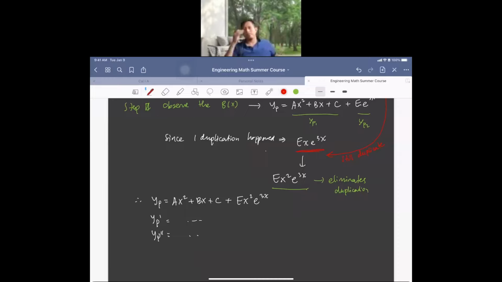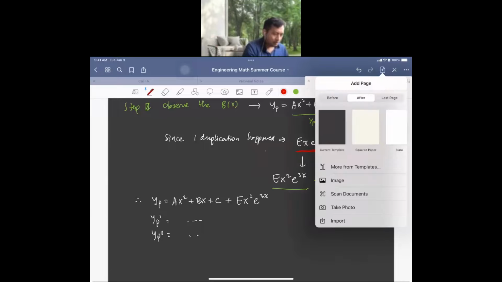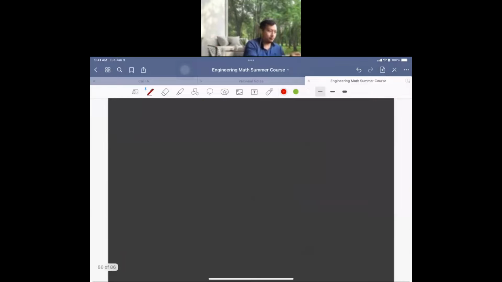Okay, let me continue. Let me give you a brief intro. We still have time, about 1 hour. So let me give you a brief intro on variation of parameters. This method is called variation of parameters.